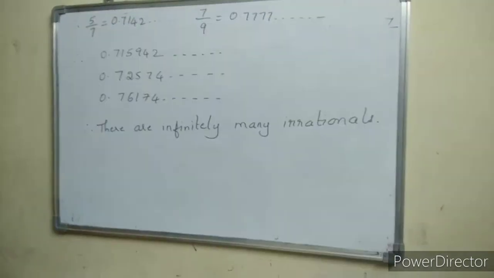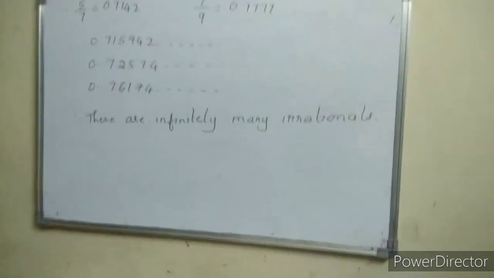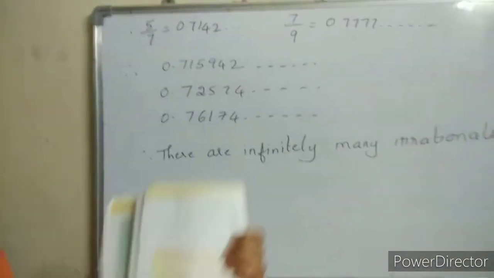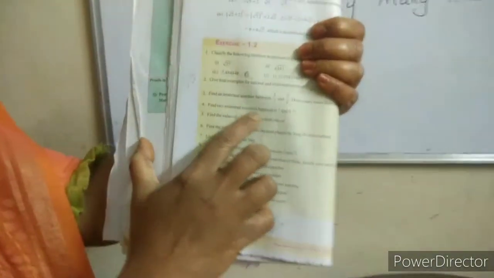Okay. Did you all understand, children? Next problem, your fourth question you have to do in the same manner, children. Find two irrational numbers between 0.7 and 0.77. Here you have to find any two irrational numbers. You take the same process. Okay.